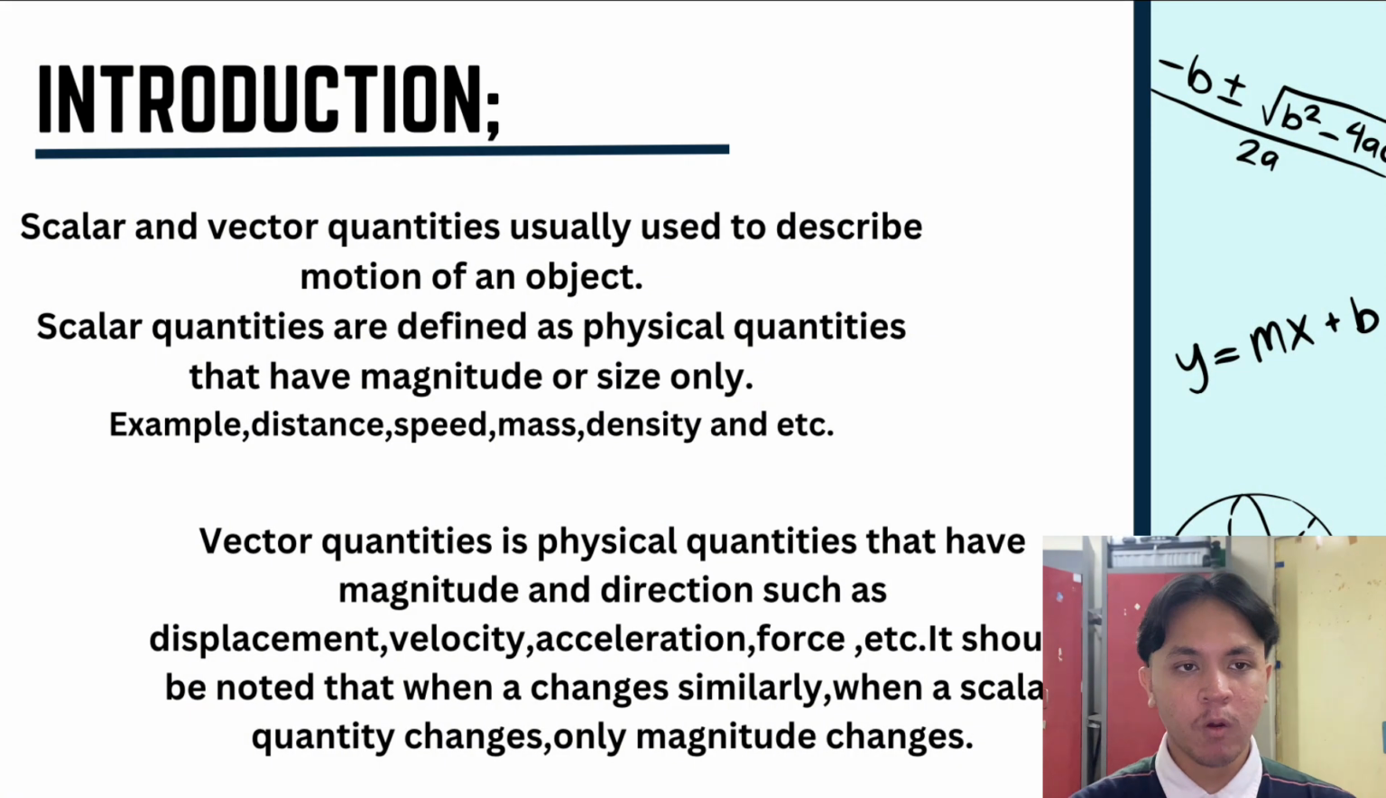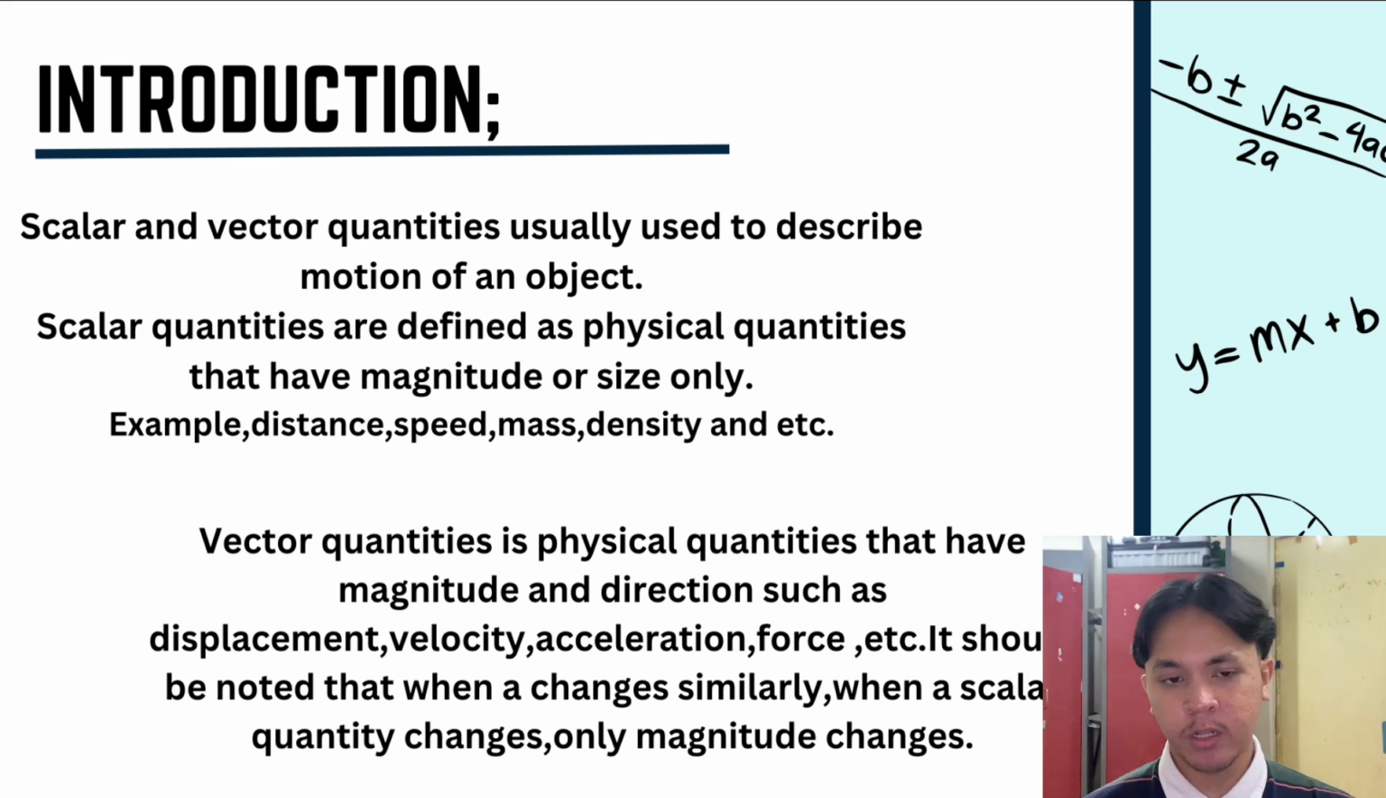I'll begin our presentation by presenting the introduction. So, what are scalar and vector quantities? Scalar and vector quantities are usually used to describe the motion of an object. Scalar quantities are defined as physical quantities that have magnitude or size only. For example, distance, speed, mass, density, and so on.